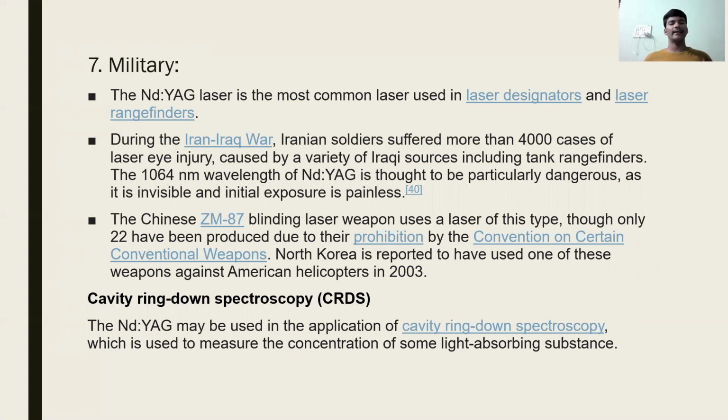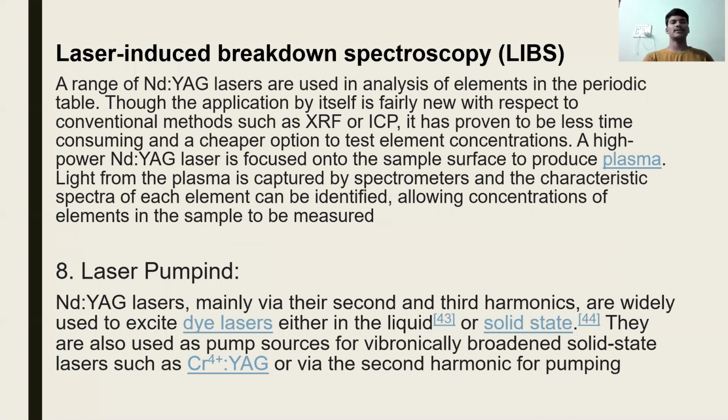Now, cavity ring down spectroscopy, CRDS. The Nd:YAG may be used in the application of cavity ring down spectroscopy, which is used to measure the concentration of some light absorbing substances. It's a general use that we can also apply here.